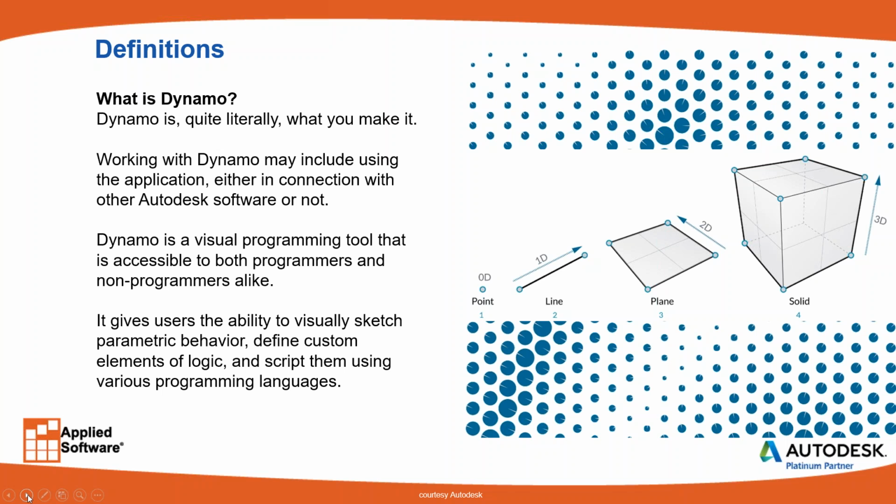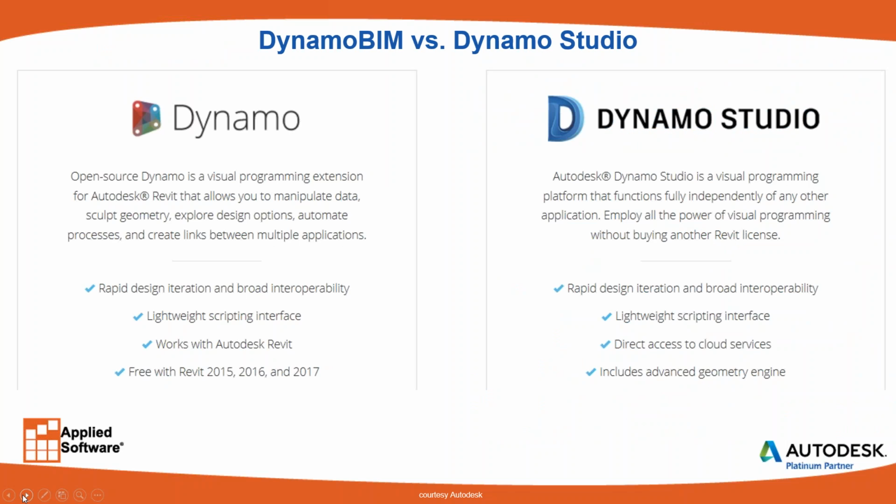Working with Dynamo may include using the application either in connection with other Autodesk software or not. Dynamo is a visual programming tool that is accessible to both programmers and non-programmers alike. If you are a programmer, then you may use some of the other advanced features of Dynamo, but if you're not, you can still use it for some of the things that you do on a daily basis that have a repetitive nature. It gives users the ability to visually sketch parametric behavior, define custom elements of logic, and script them using various programming languages.